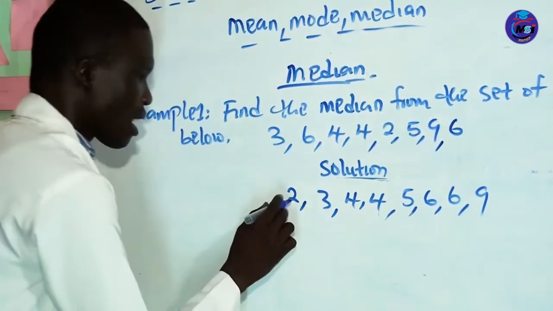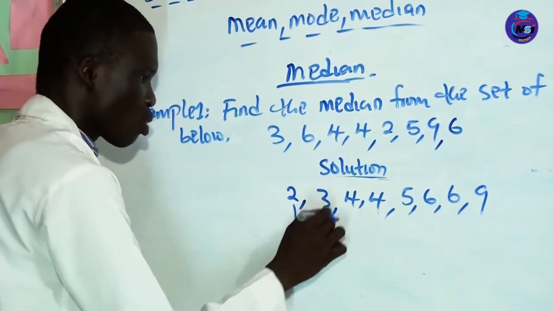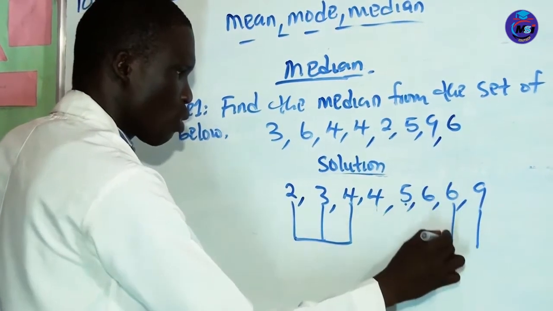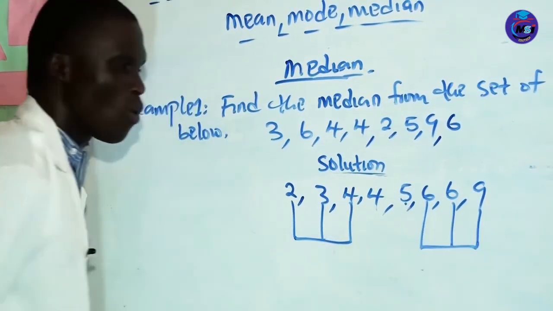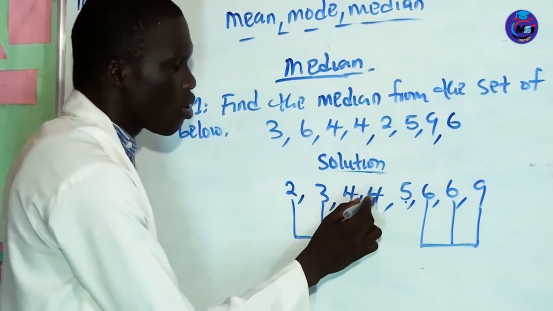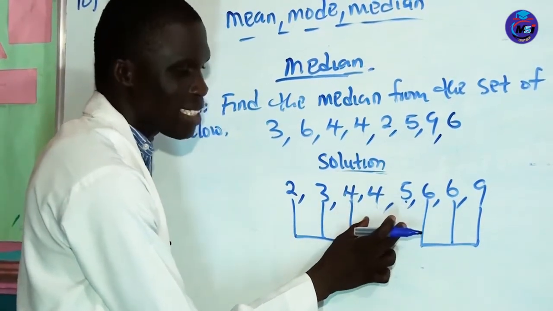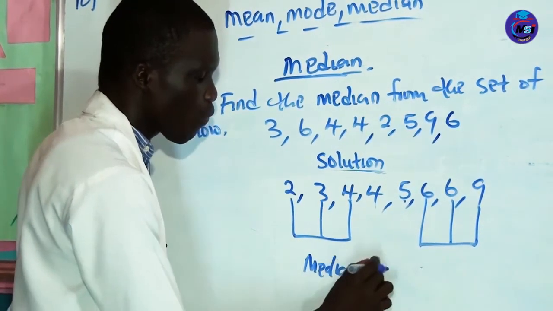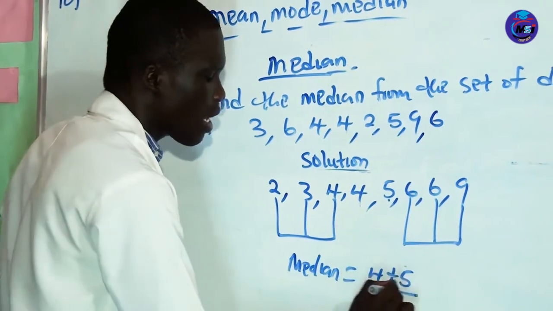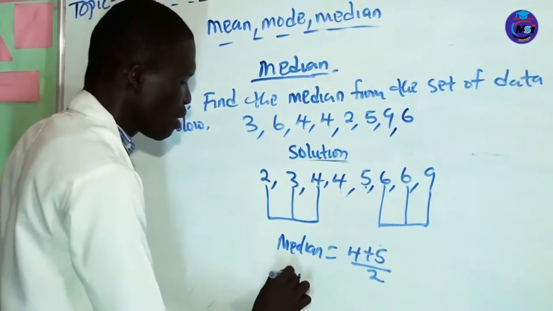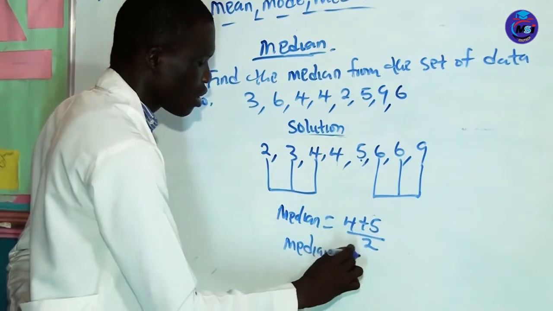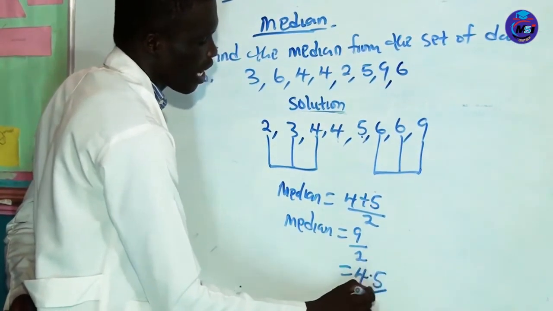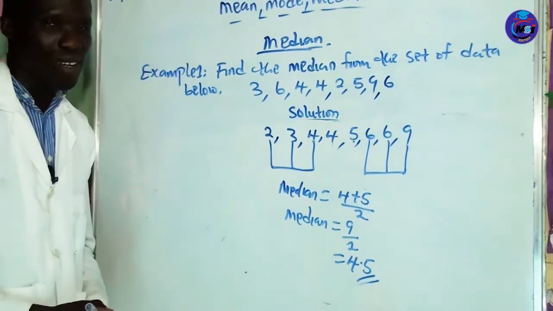Okay, correct? Now, if you look at it from here, 1, 2, 3. 1, 2, 3. We only have 2 numbers at the center. So, our median will be 4 plus 5 divided by 2. Okay? So, median will give us 9 divided by 2, which will give us what? 4.5. I believe you are following the class.